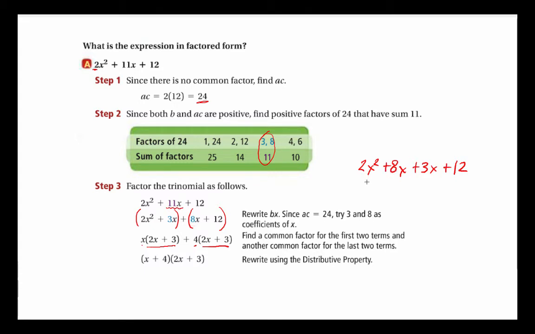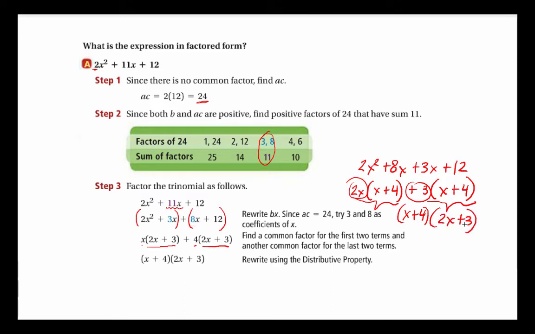What could I factor out of these first two terms? I could factor out 2x. And what would that leave? X plus 4. In the second grouping here, what could I factor out? I could factor out a 3. What would be left? X plus 4. Common factor of x plus 4 in both. So I factor out an x plus 4 from both of these, so out of this one and out of this one. So factor out an x plus 4, and what's left? 2x plus 3. So I get the same result.